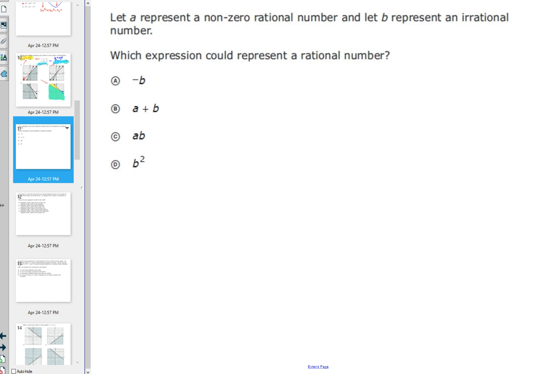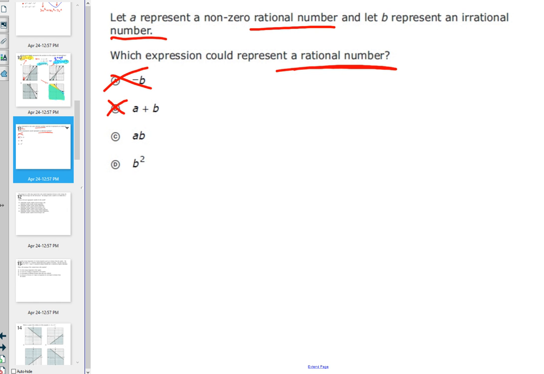Let a represent a non-zero. Okay, so we're back to rational, irrational. You might want to refer to the thing: which expression could represent a rational? So they're saying we have one rational and an irrational, and b is the irrational. So can a negative irrational be rational? No, it can't be this one. If I add a rational with an irrational, can I get a rational? No, I told you no. We wrote that on the page.